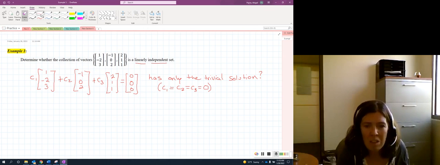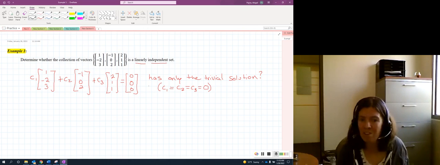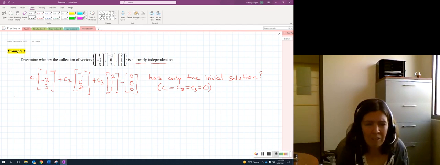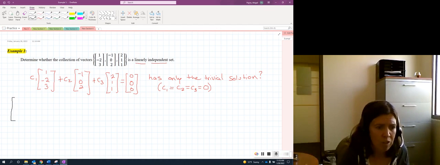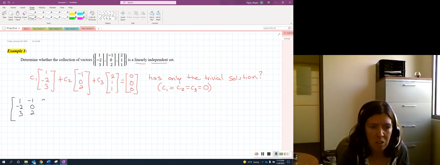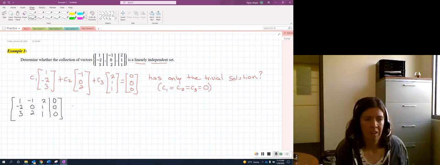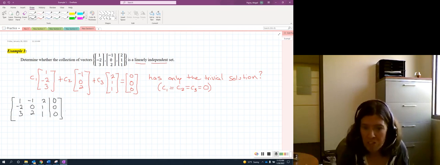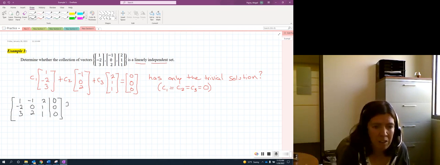So to determine that, we could set up an augmented matrix, same old story. I've got a vector equation here that's equivalent to an augmented matrix, which could be represented with these vectors as the columns, and then that would be augmented with the 0 vector over here. And now we row reduce this thing and see what the solution set looks like.